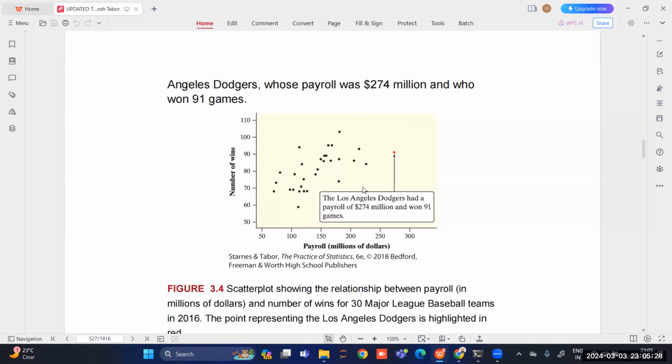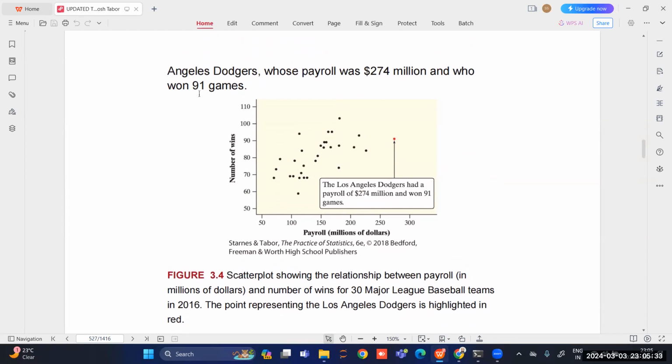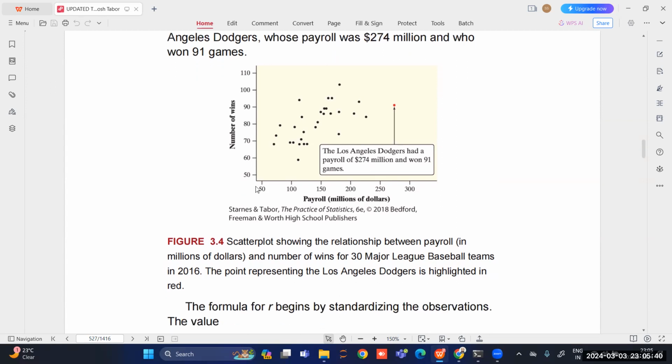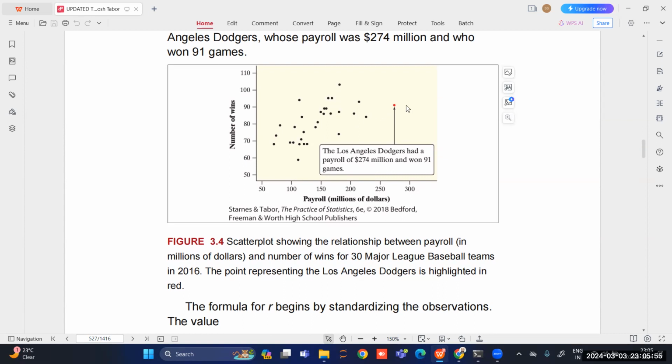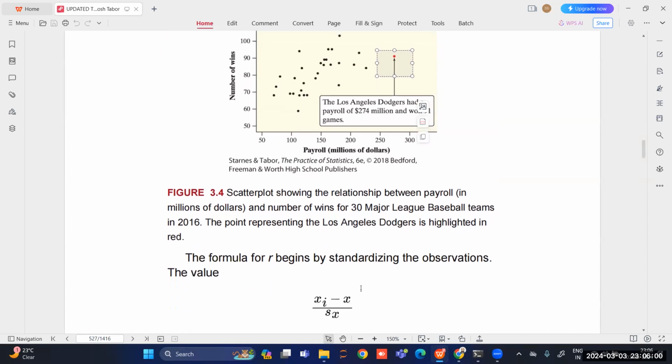How we need to calculate the value of r for a specific table. The Los Angeles Dodgers, whose payroll was $274 million and who won 91 games. Scatter plot showing the relationship between payroll in millions of dollars and the number of wins of the 30 major league baseball teams in 2016. The point representing the Los Angeles Dodgers is highlighted in red. So this is the representative of the data that he has given for the Dodgers. The formula for r begins by standardizing the values. So where does the formula begin?